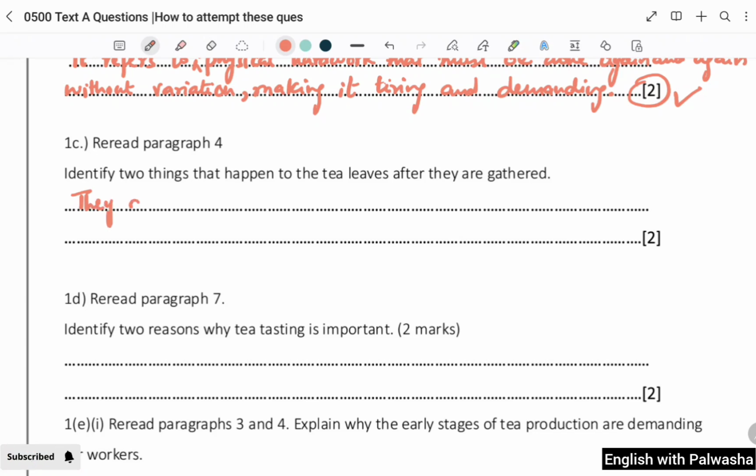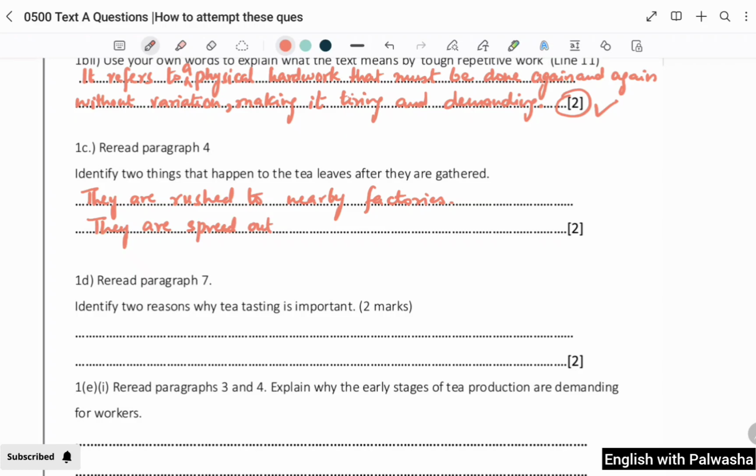They are rushed to nearby factories, and I found the answer from the exact paragraph. Then the second point would be, they are spread out to dry during the withering stage, right? So this is how you can secure your next 2 marks as well.